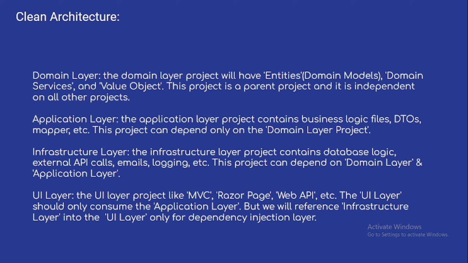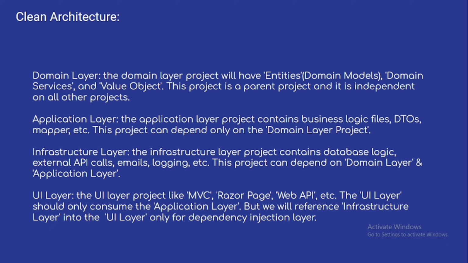Next, the application layer. The application layer is a project that contains business logic files, your DTO files, mappers, validators, etc. And this depends only on the domain layer. Next, coming to the infrastructure layer. The infrastructure layer project contains database logic, external API calls, email sending, or logging techniques. This project depends upon both the domain layer and the application layer.